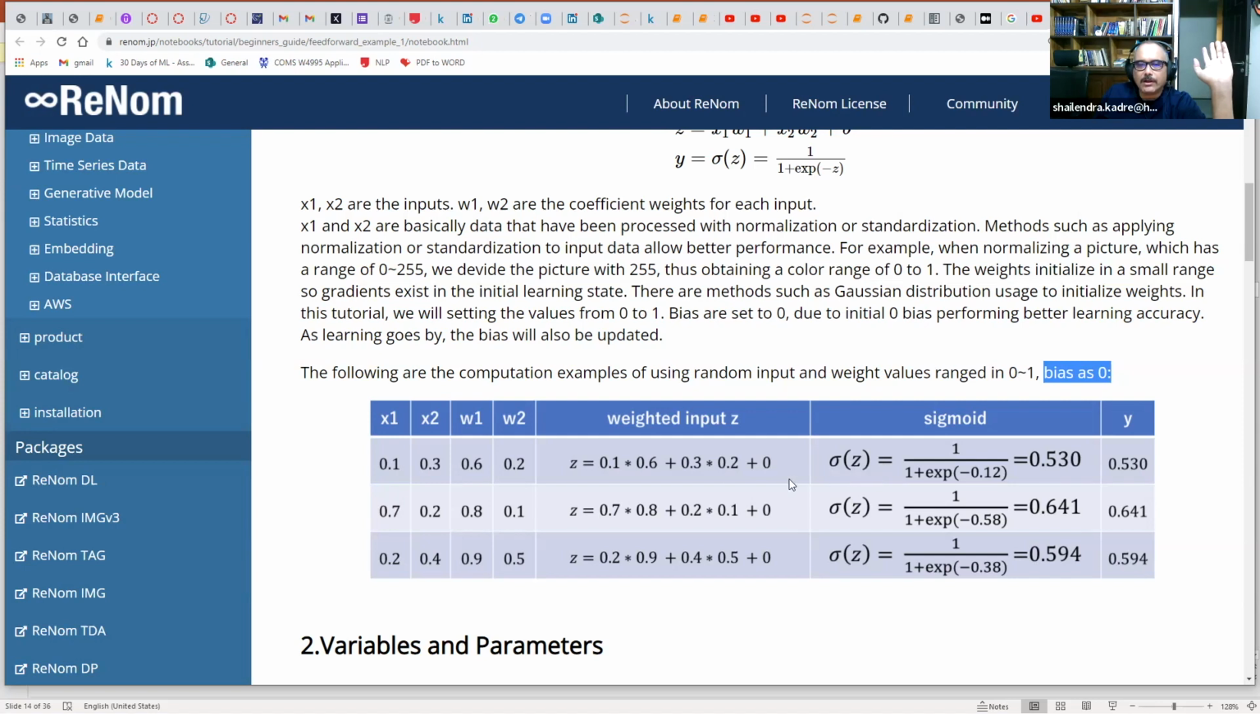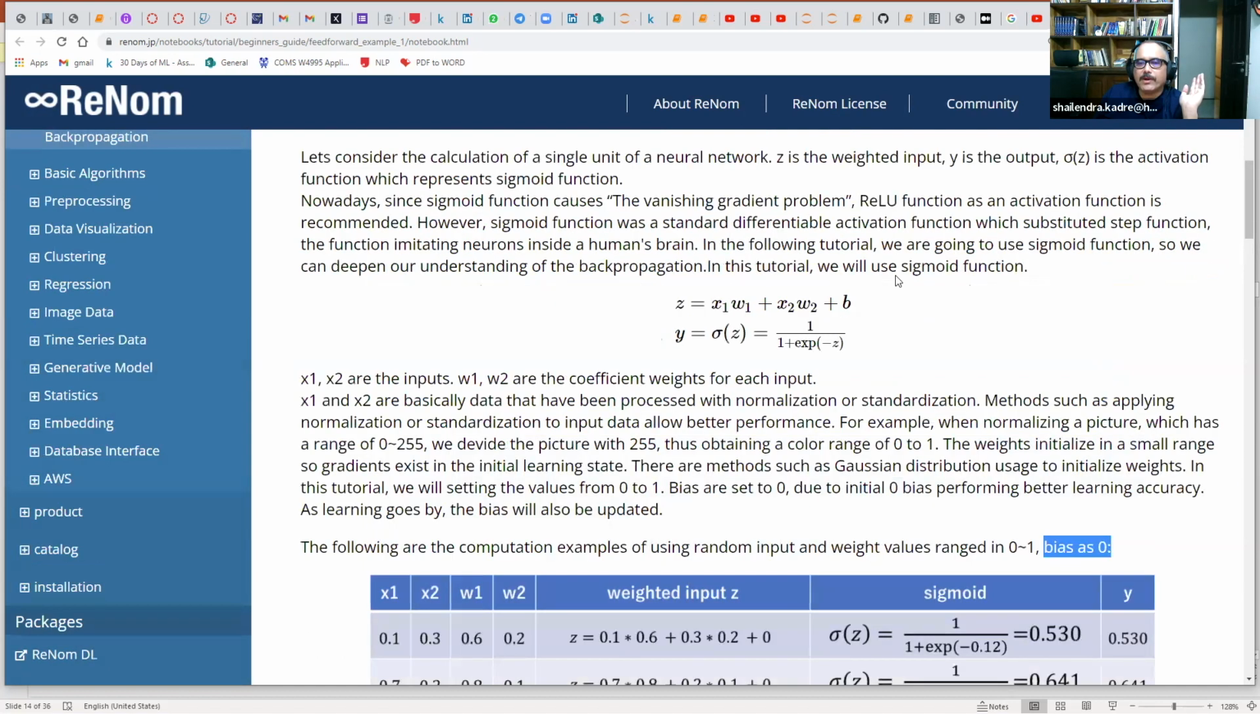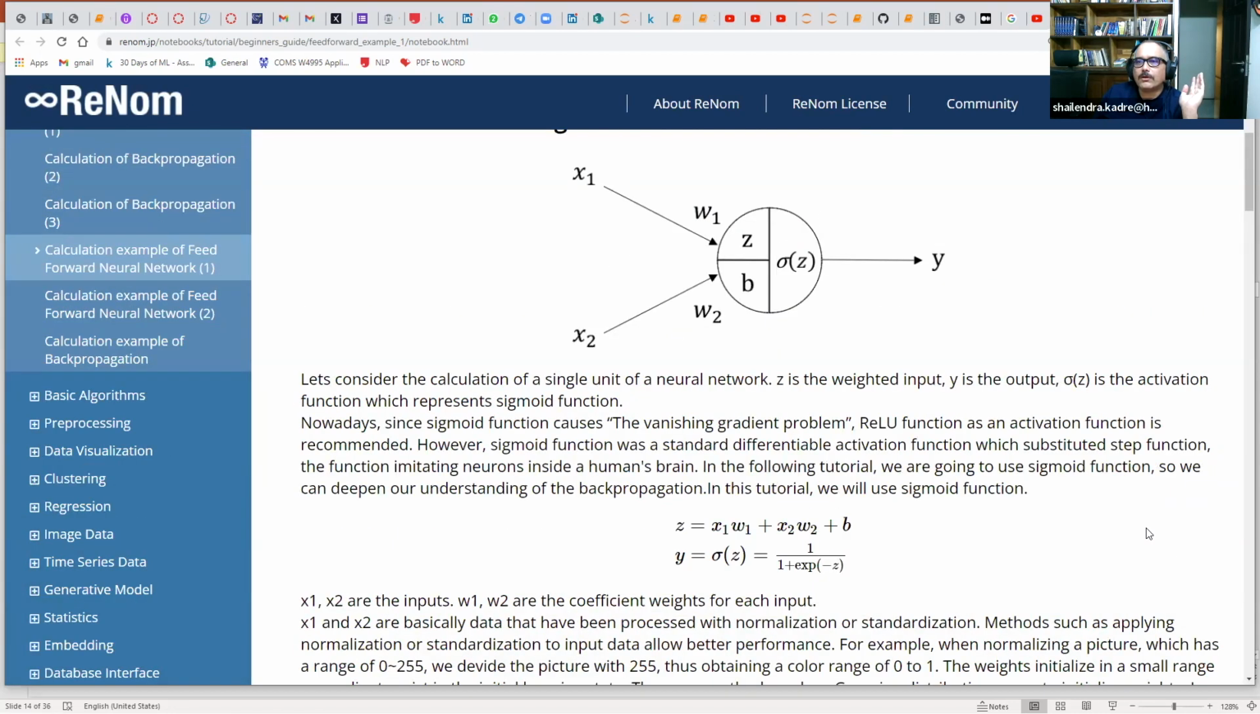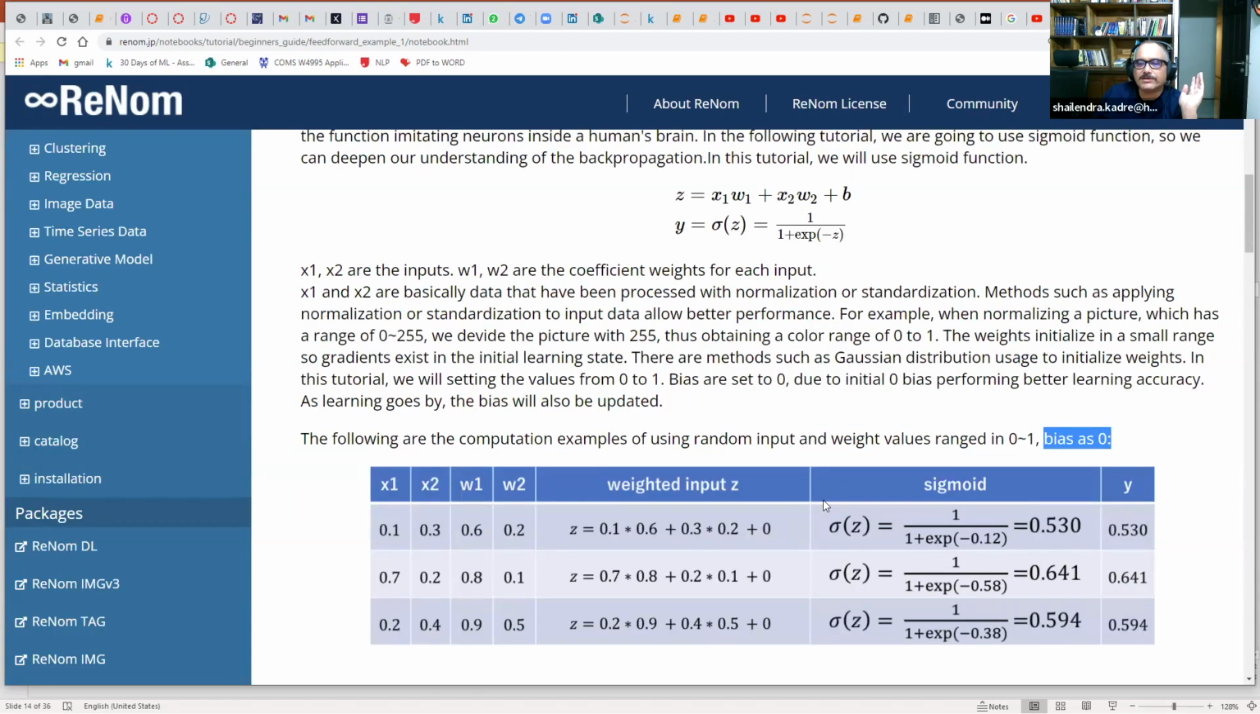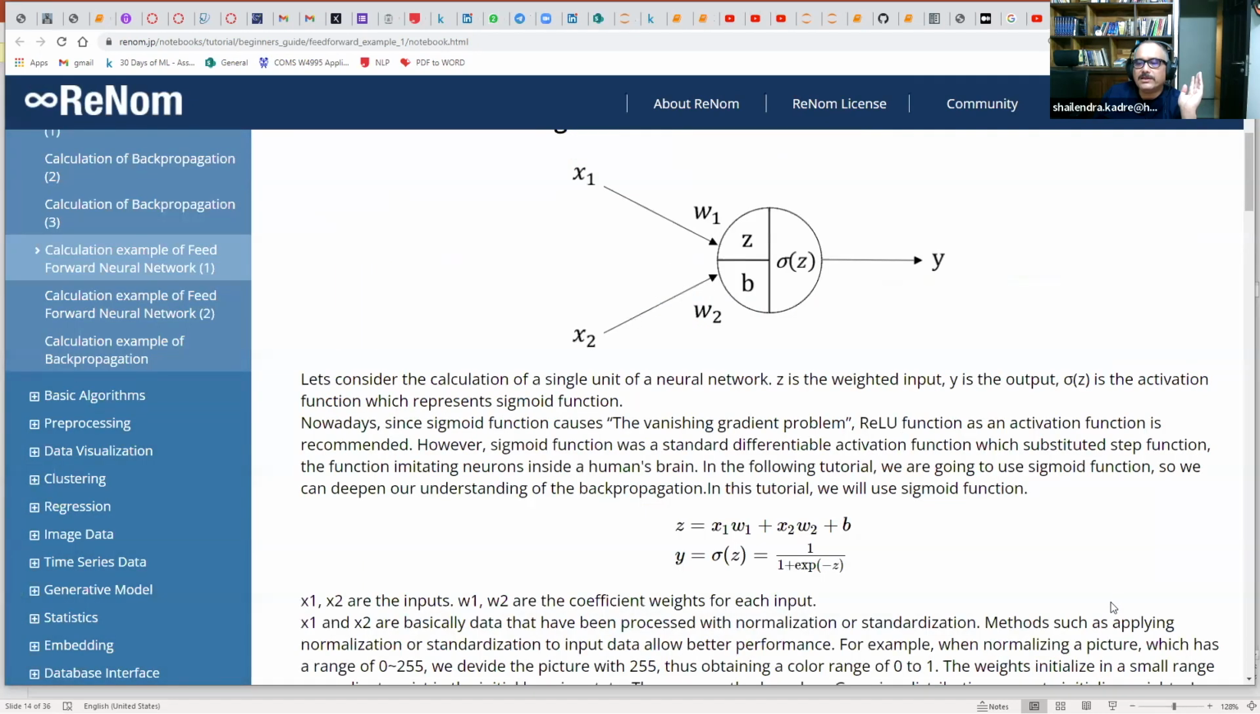So activation function means what? Z we got as 0.12. We put it in this equation: 1 upon 1 plus e to the power minus 0.12. We get 0.53. So 0.53 is nothing but our output probability. This is a single neuron, right? So 0.53 is nothing but the output of this neuron. It is a sigmoid function we have applied, so we can say that it is a probability.